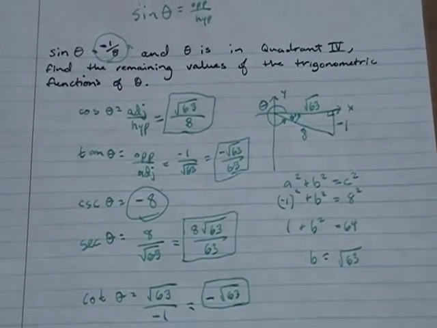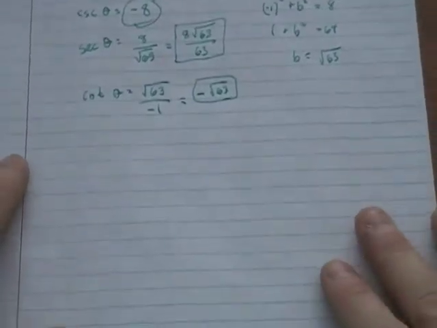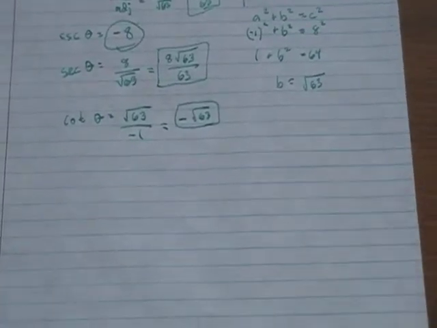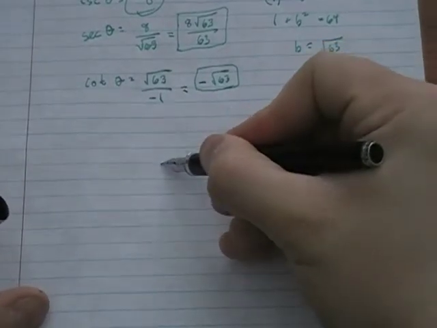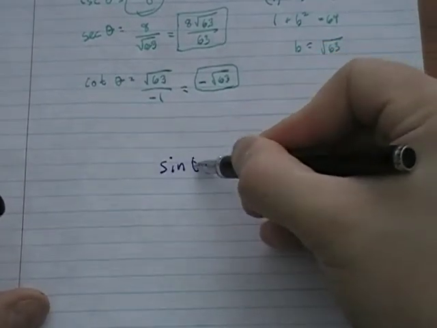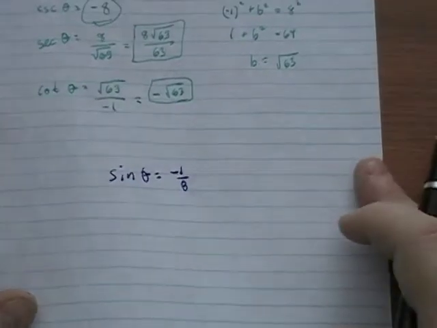One of my biggest complaints is students get this wrong and they have no idea why it's wrong or if it's wrong. And everything we do can be checked on a calculator. So what I want to do is go down here to a blank section of paper. I told you in the original problem, sine of theta was equal to negative 1/8.